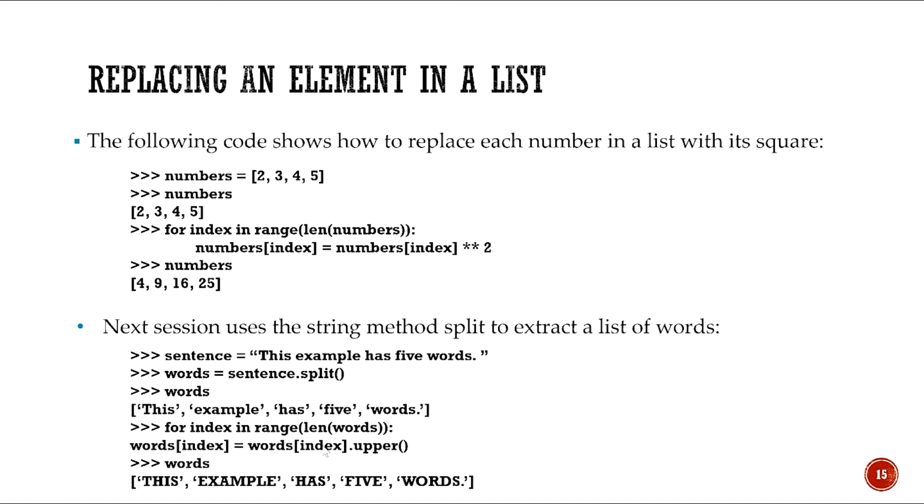Now, the following code shows how to replace each number in a list with its square. So we just want to practice how we can update elements. When we want to update elements, we can perform calculations. For example, we want to replace everything with their exponentiation, right? Or with a square value. So this is the first example.